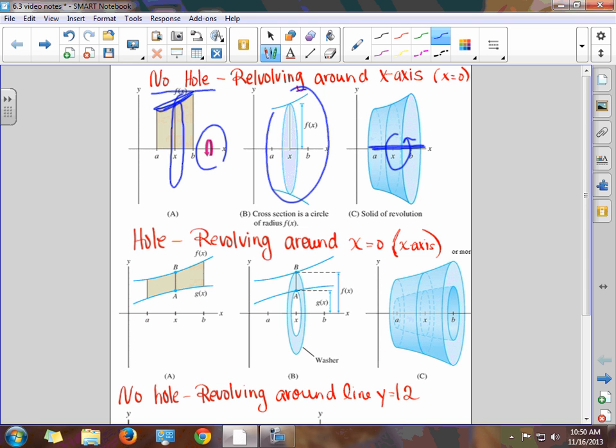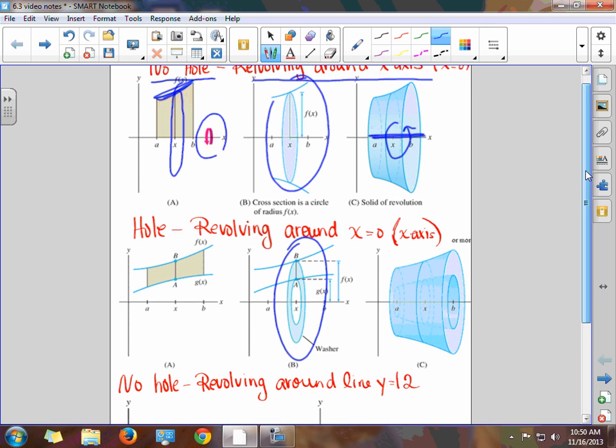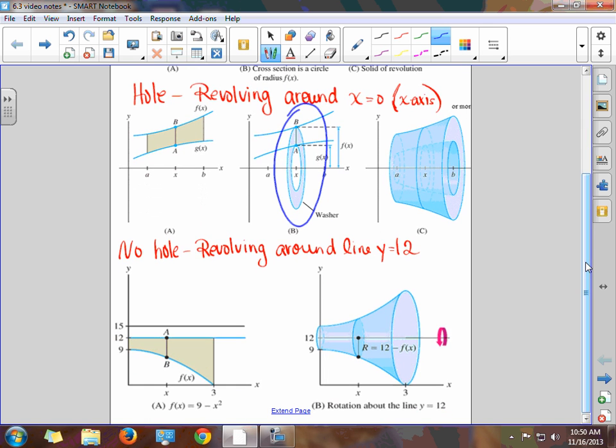So the three cases we're going to look at today: first, where you have no hole. A lot of times, like in this picture down here, there's a hole cut out of the middle. Well, this is one where there's no hole cut out of the middle, the most basic type of problem, and you're revolving around the x-axis. Another type is where you do have a hole, so you have to think about how to cut this volume out of what you're calculating. And this is revolving around the x-axis.